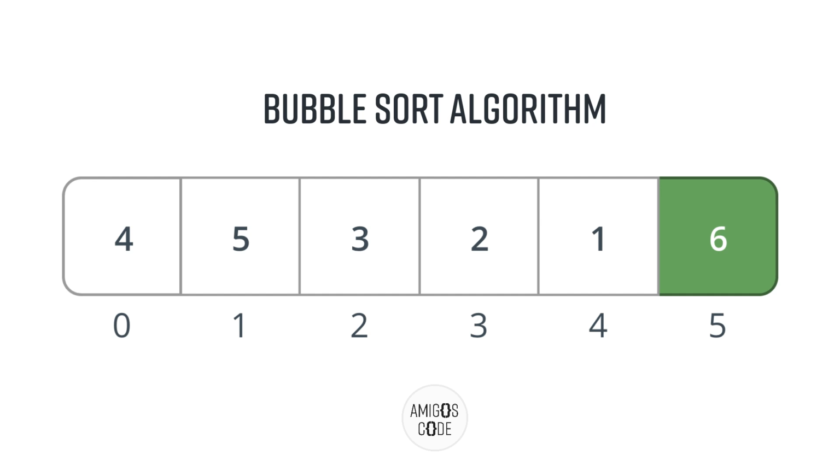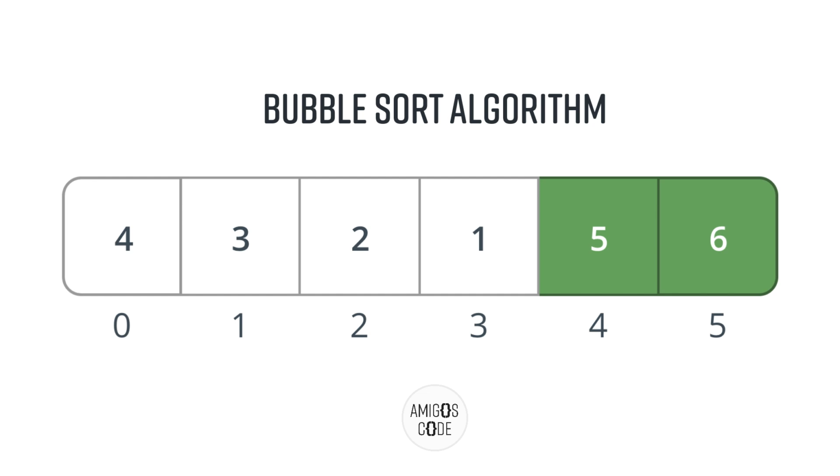So 4. Is 4 bigger than 5? No. Is 5 bigger than 3? Yes. 5 bigger than 2? Yes. 5 bigger than 1? Yes. And then it locks down 5. Now the next time that it goes around, the limit will change to index 3 right here.